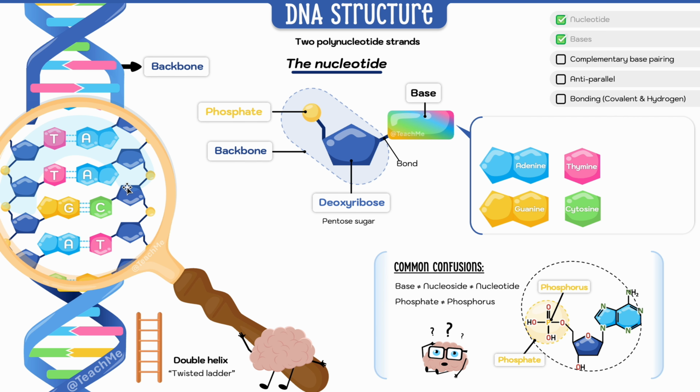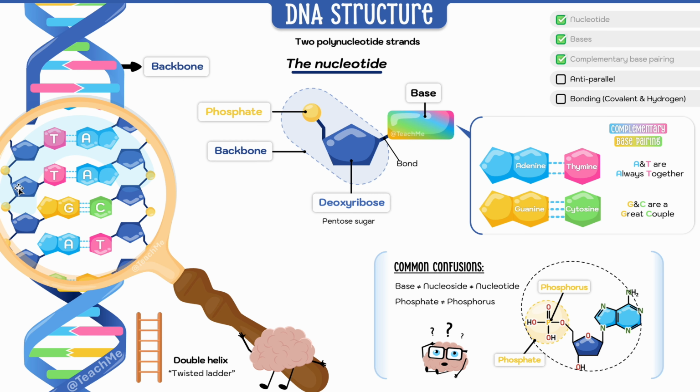Now, if you paid attention real hard, you may have noticed that, wow, T always binds to A and G always binds to C. And that is a perfect observation. This, my friend, is complementary base pairing. It is the case that adenine always binds with thymine and cytosine always binds with guanine. To help you out, you can remember that A and T are always together and G and C are a great couple.